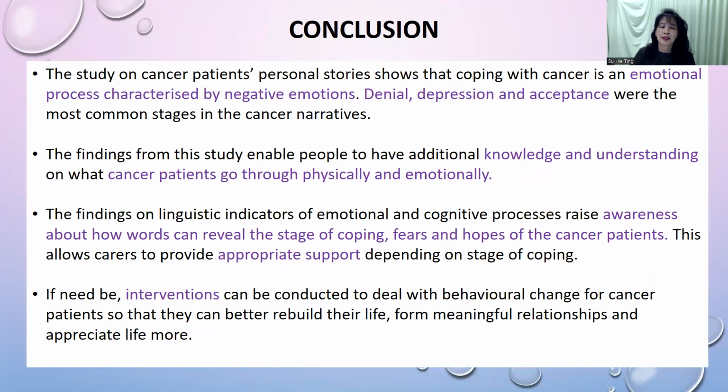In conclusion, the study on cancer patients' personal stories shows that coping with cancer is an emotional process characterized by negative emotions. Denial, depression, and acceptance were the most common stages in the cancer narratives. So the findings of this study actually allow people to have more knowledge and understanding of what cancer patients go through physically and emotionally. And by knowing the words they use, it actually tells us their emotional state, and this will help people around them, the healthcare workers, the family, and the carers to be more sensitive to their experiences and provide the appropriate kind of support.